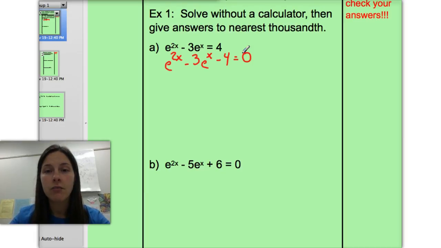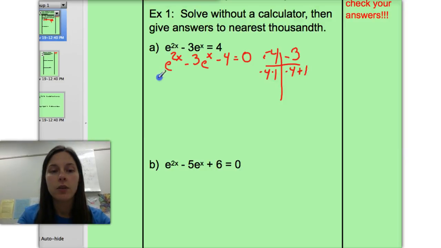This one's a t-chart because the lead coefficient is 1. So if you think about this one, what multiplies to negative 4, our constant, and what adds to negative 3, the coefficient of the middle term? Well, the numbers that do that are negative 4 and positive 1. So I'm going to factor this one.